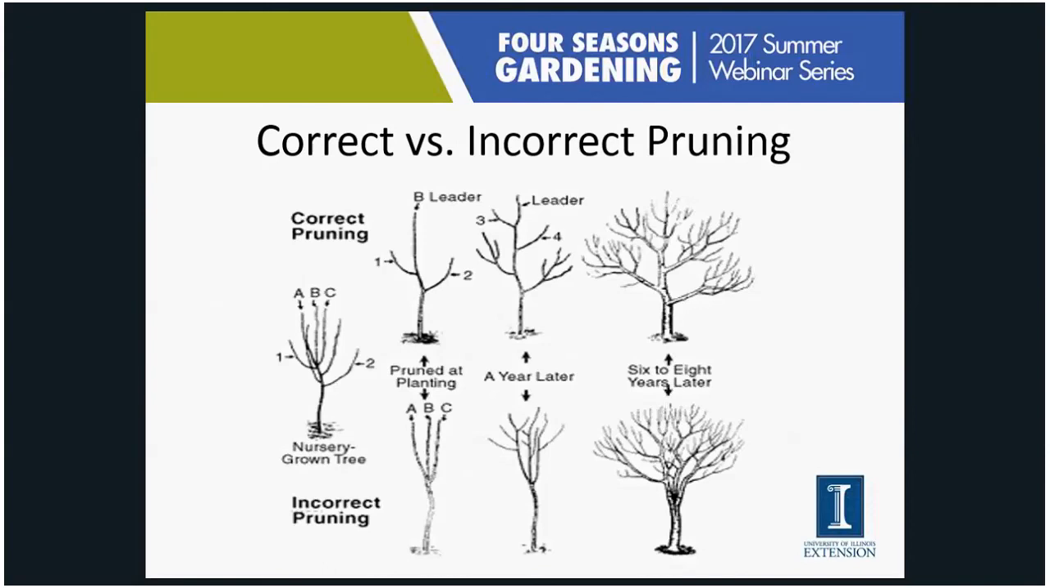Here's an illustration of correct versus incorrect pruning. So you have a nursery grown tree. If it's not pruned properly and adequately, you can have a lot of growth that's not necessary. And so you see in the 6 to 8 years later category on the right, how well structured the tree is on the top, but how a poor structure has occurred in the bottom.